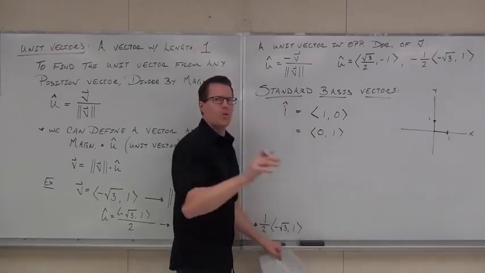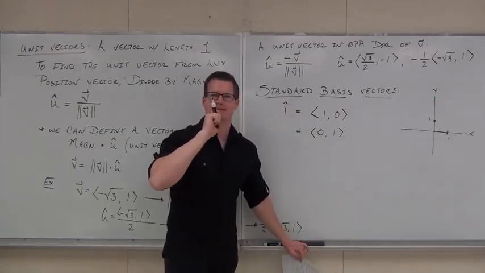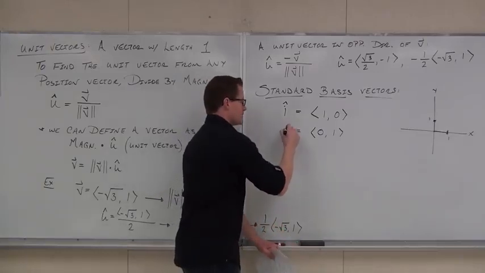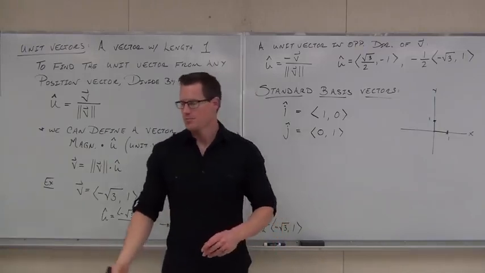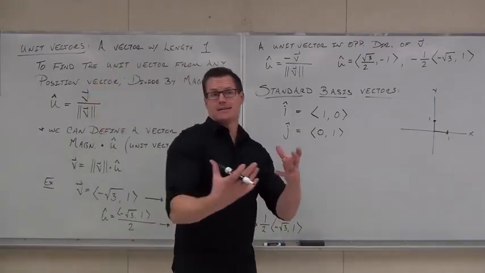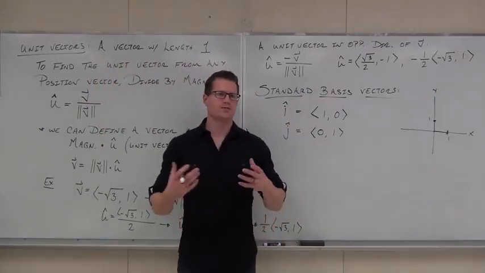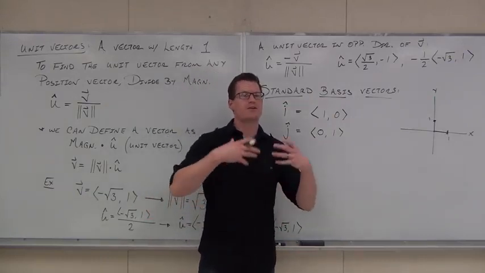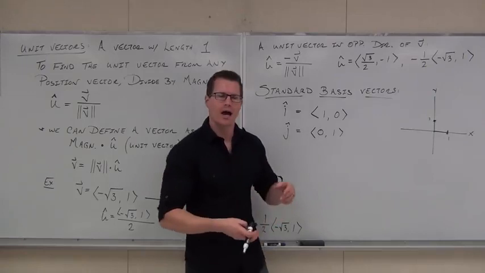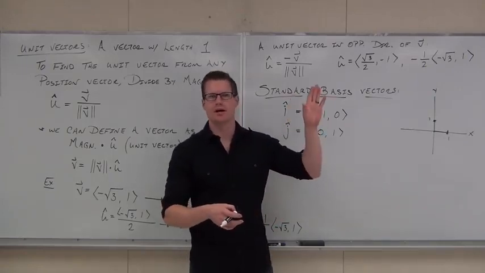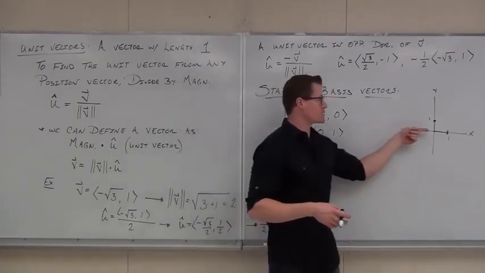And that is the definition of what these two things are. I with a hat. Why am I giving it a hat? Unit. And j. These two guys right here are the basis for how we can define vectors a different way. That's why they're called standard basis vectors. This is our standard basis. It's what we start with: how we move in the x direction, how we move in the y direction.